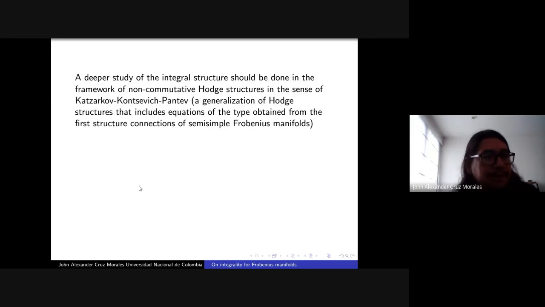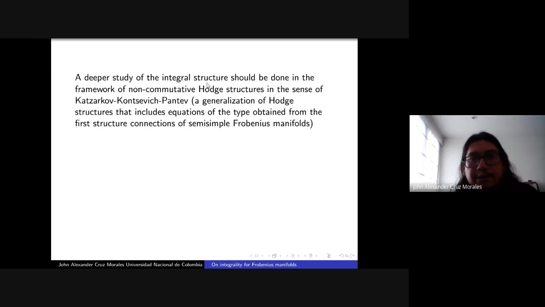Okay, and let me finish with this discussion of how this is related with the Hodge structures, the non-commutative Hodge structures of Katzarkov, Kontsevich, Pantev. Actually, this first structural connection for semi-simple Frobenius manifolds should provide examples of the non-commutative Hodge structures in the sense of Kontsevich and Pantev.